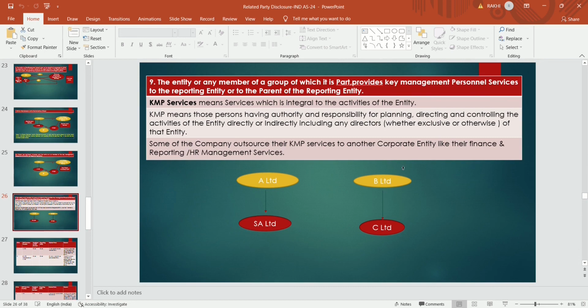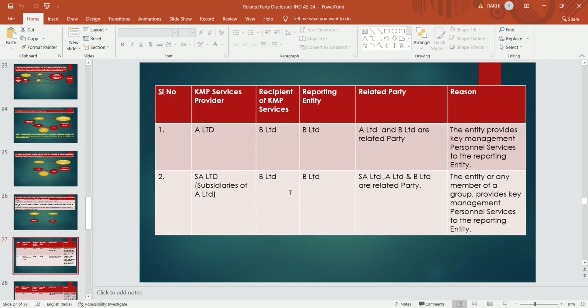Answer is yes, they are related party, because the entity and any member of the entity, here the entity is A Limited and any member of the entity means SA Limited, is the subsidiary of A Limited, provides any services to the reporting entity. Reporting entity here is B Limited. So they are related. In this case, SA Limited is the subsidiary of A Limited, provides services to B Limited, where B Limited is the reporting entity, then SA Limited, A Limited and B Limited, all are related parties.